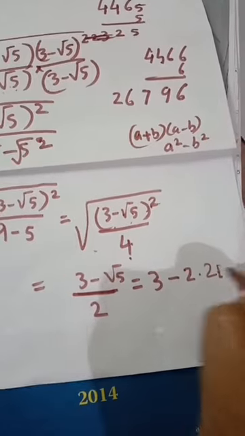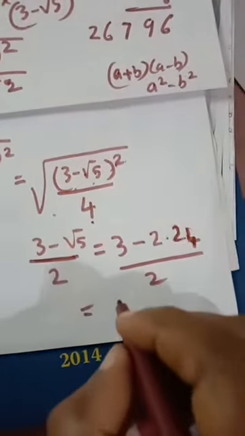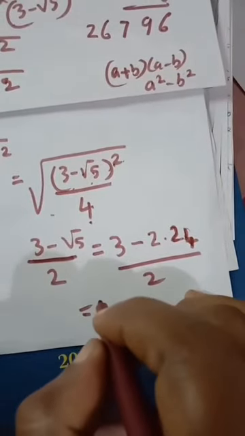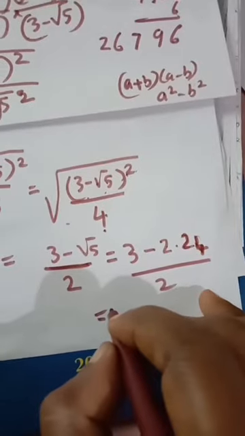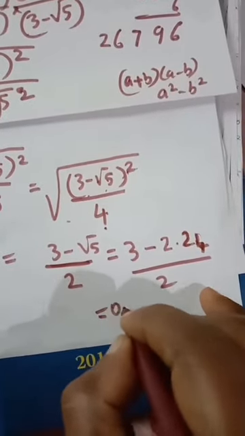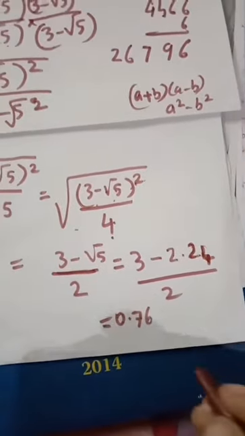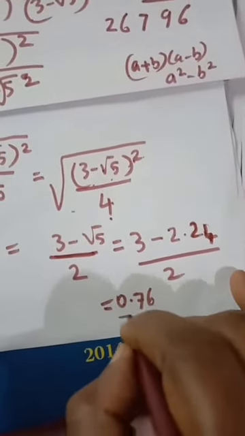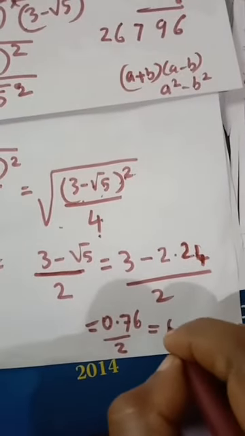2.24. Okay. See, 3 minus 2.24 divided by 2. What is 3 minus 2.24? Equal to 0.76. Divided by 2, it is equal to 0.38.